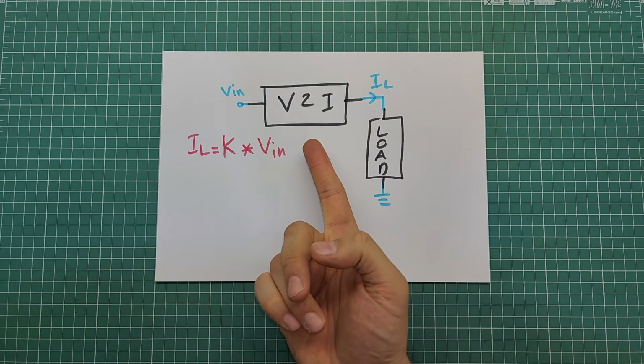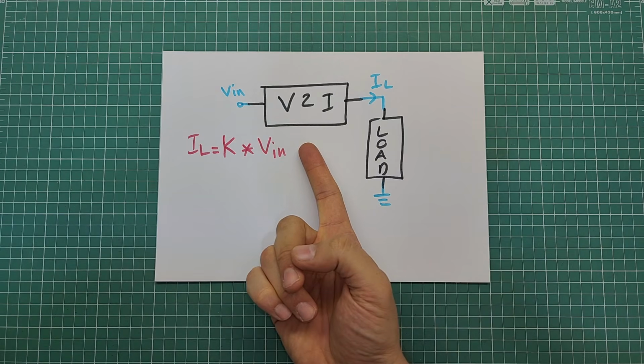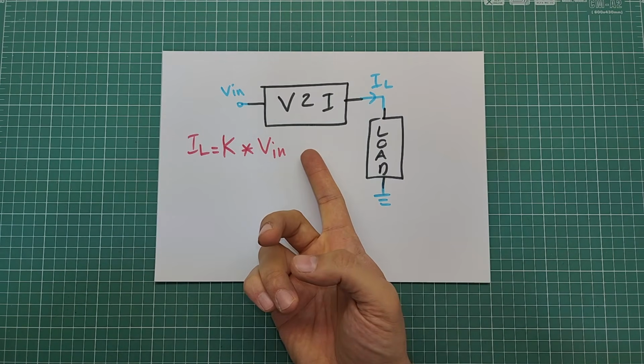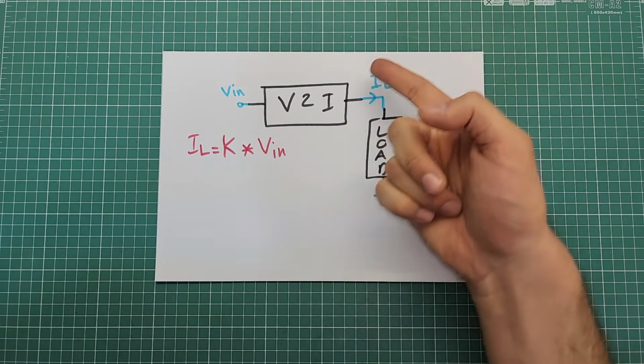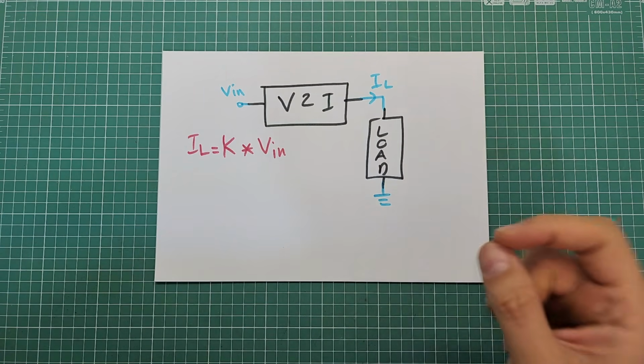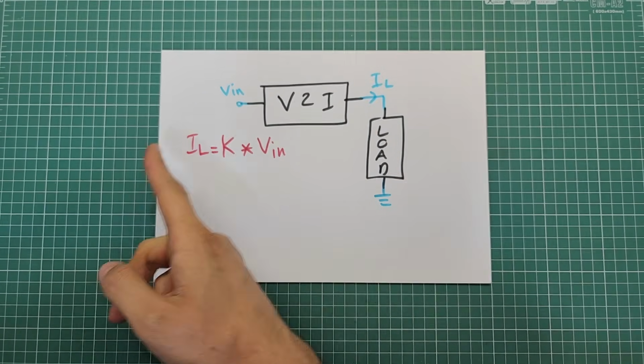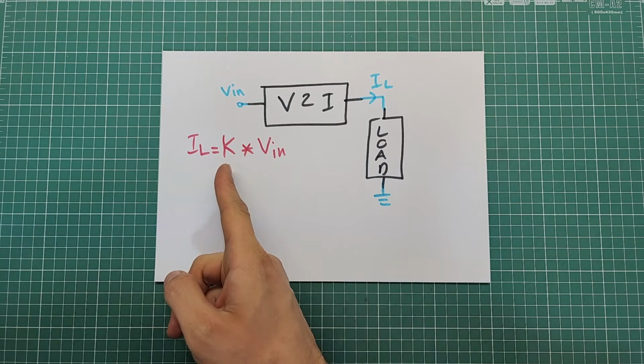This box indicates a voltage to current converter circuit. In a voltage to current converter, there is an input voltage and an output current. I mean, the amount of current delivered to the load is related to the input voltage by this equation. K is a constant coefficient.